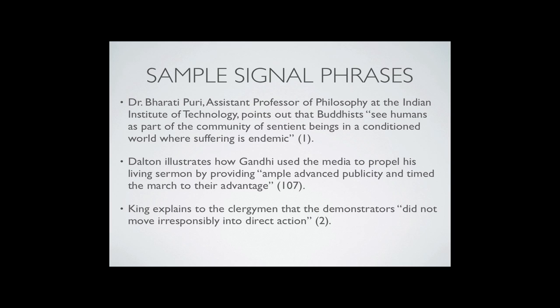Dalton illustrates how Gandhi used the media to propel his living sermon by providing, and then we get the quote. So that whole phrase from Dalton to providing is a signal phrase introducing the reader to the quote. And then we have a more simple signal phrase at the bottom here. King explains to the clergyman that the demonstrators, and then we get the quote.